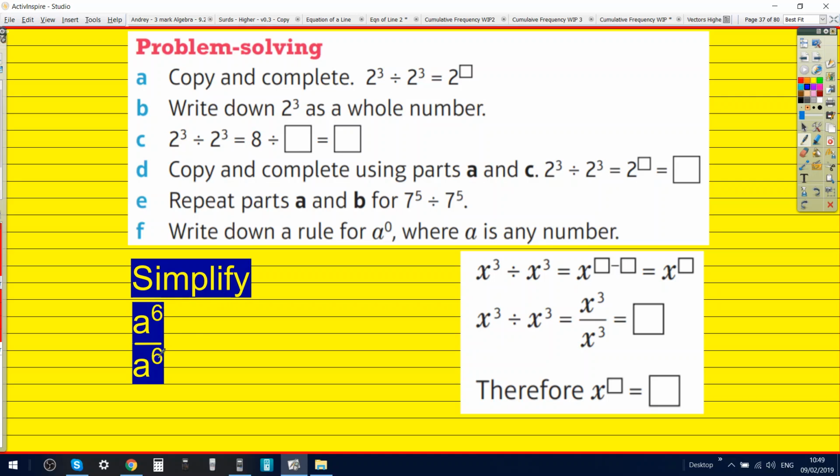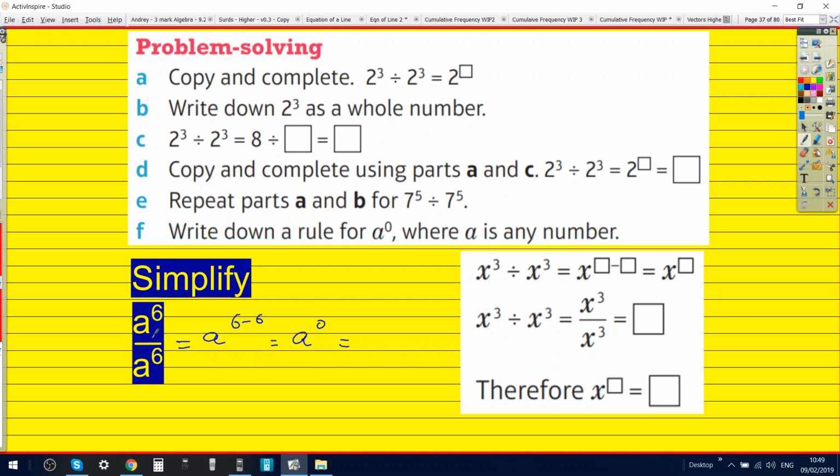What is a to the 6 divided by a to the 6? Is it just a? Well, what is 6 minus 6? 0. And so it's a to the 0. Okay. What do you know about any number divided by itself?